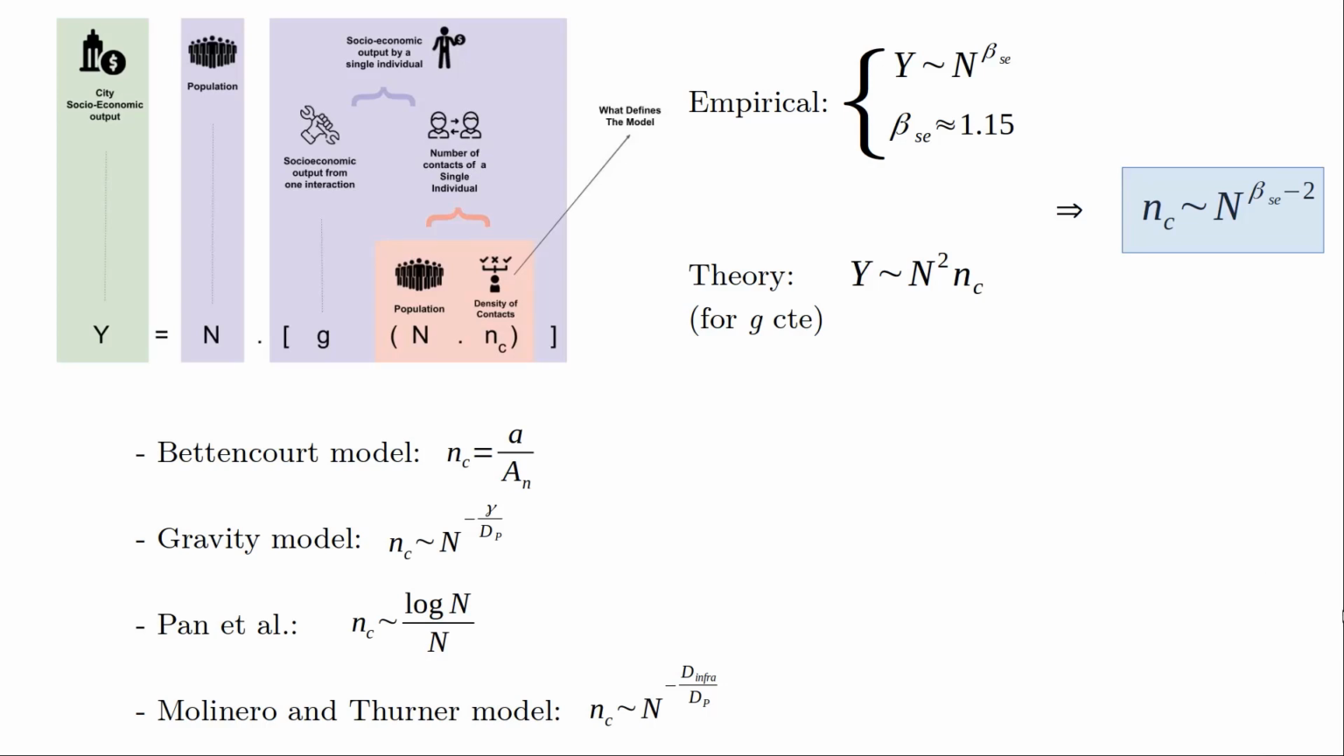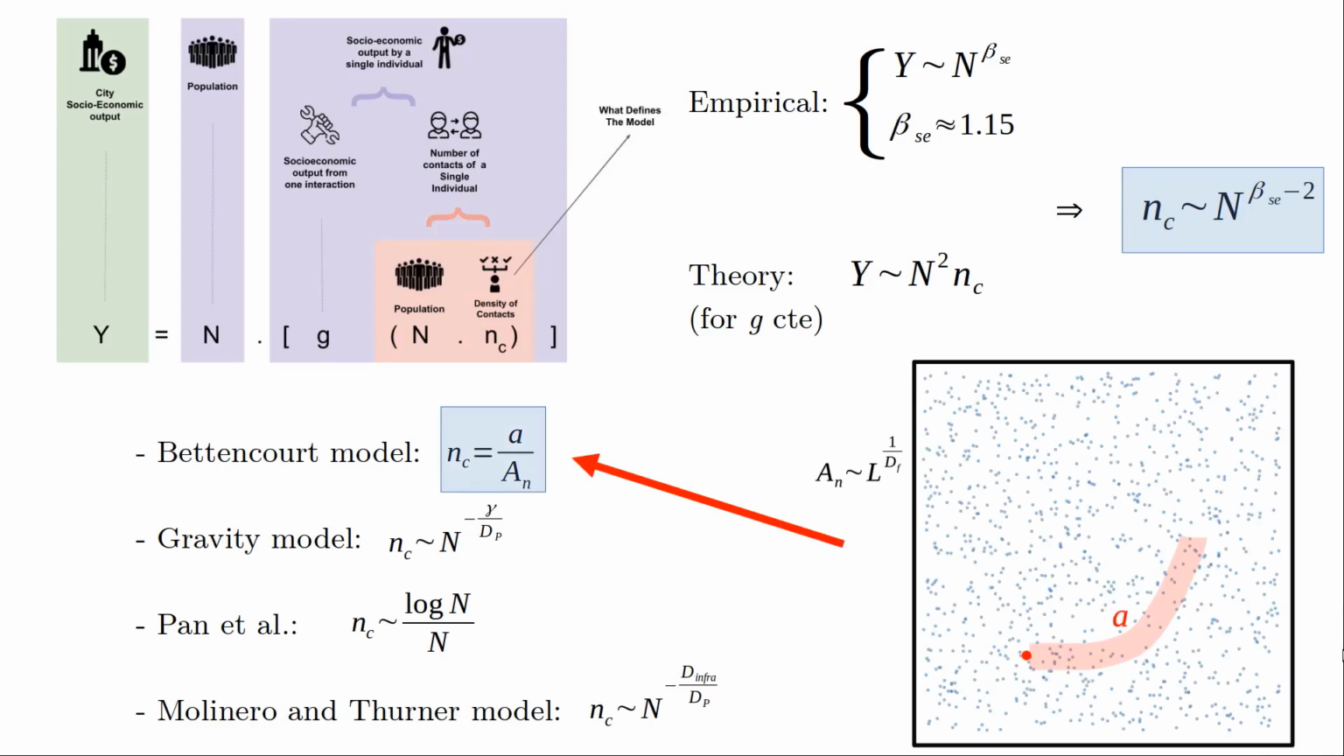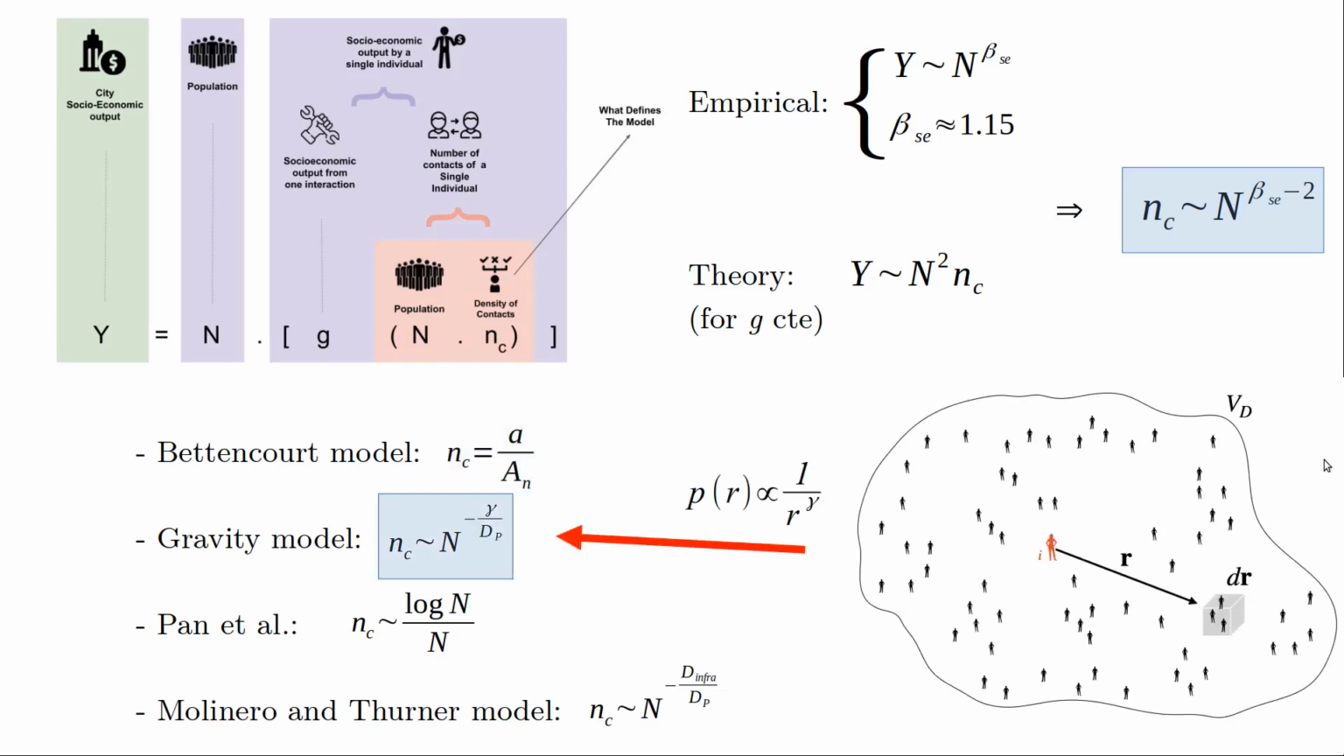For example, in the case of the Bettencourt model, you have the idea of cross-section between the movement of the people through the city, and the density of contact is computed given the ratio between the area assessed to one single individual and the total area of the city, or more specifically, the area of the infrastructure. The area assessed for one single person, in relation to the infrastructure area, right?